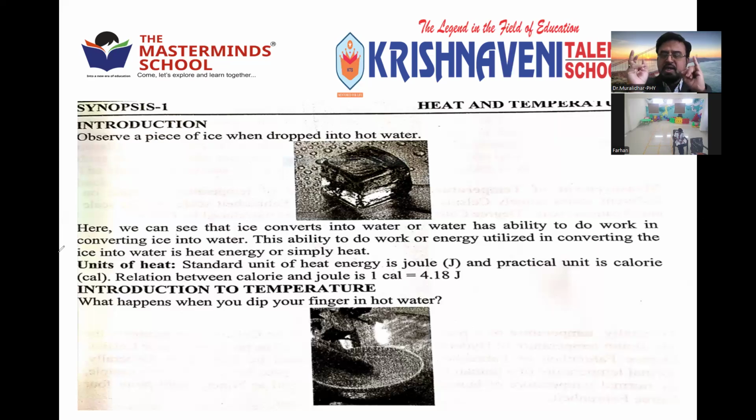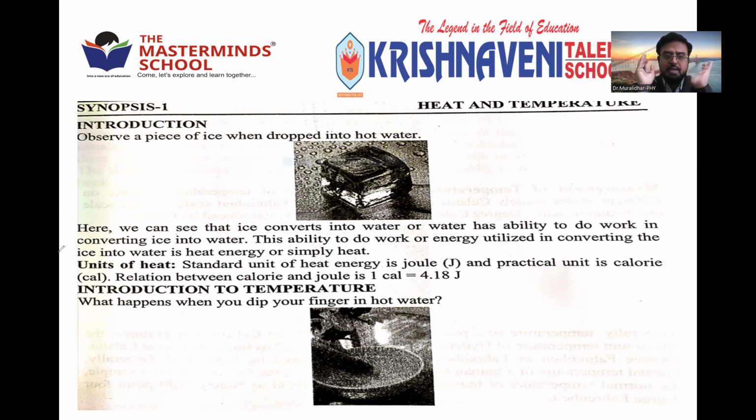So what did we note here? Heat is a form of energy which always flows from hot body to cold body. Heat is denoted by the letter capital Q or H. And it is measured in units called calorie or joule or erg, where 1 calorie is equal to 4.2 or 4.18 joule. Right? This is about heat.